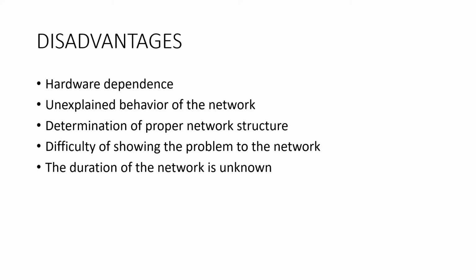Next disadvantage is difficulty of showing the problem to the network. Artificial neural networks can work with numerical information. Problems have to be translated into numerical values before being introduced to ANN. The display mechanism to be determined here will directly influence the performance of the network. This depends on the user's ability.